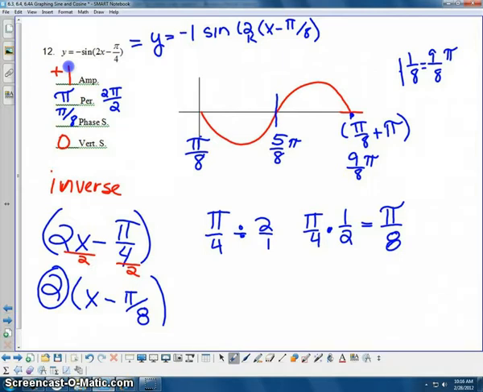So, halfway here, and I want you to find all 4 of our checkpoints. Halfway between 1 and 5 is 3. So we'd put 3/8 pi. Halfway between 5 and 9 is 7/8 pi.